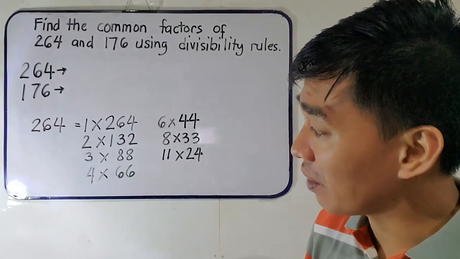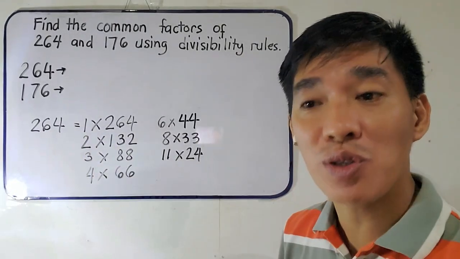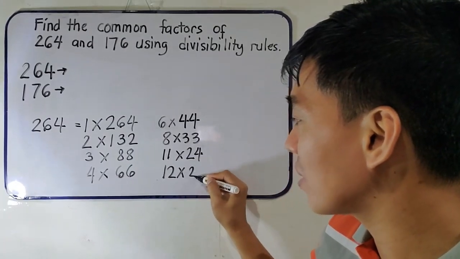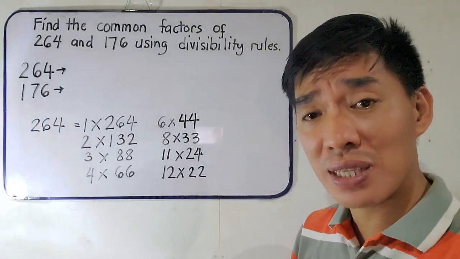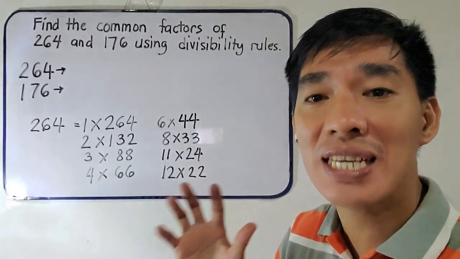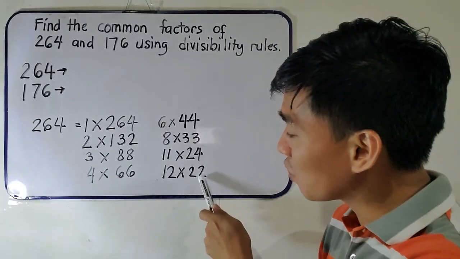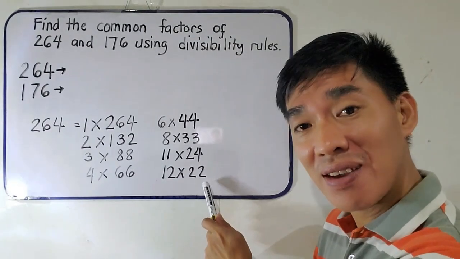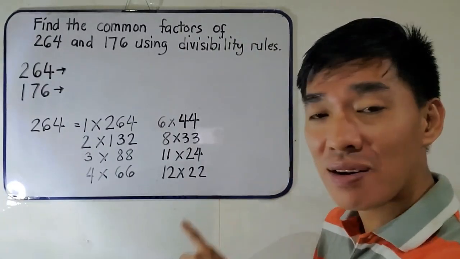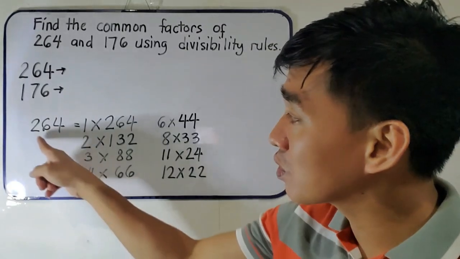After 11, 12. Obviously, because this number is divisible by 3 and by 4, that is also divisible by 12. So that is equal to 12 times 22. You could continue to 13, but it's not divisible by 13, by 14, 15, 16, 17, 18, 19, 20, 21. 22, yes, that is divisible by 22. 22 actually is here. It appeared here. So that is divisible by 22. Because you already have 22 here, that simply means that you already completed all the factors of 264.